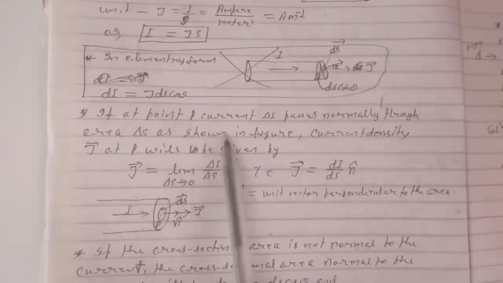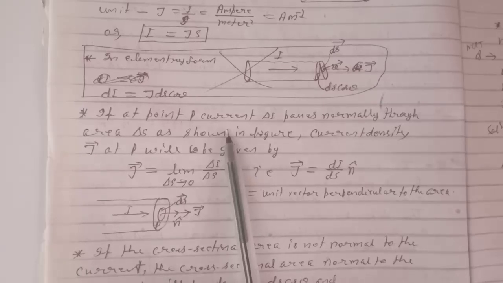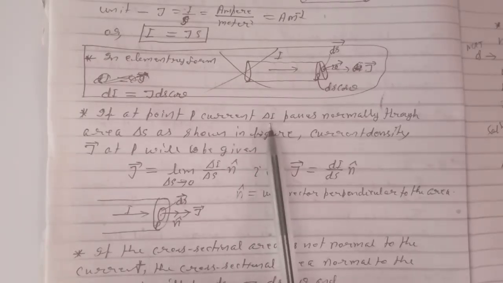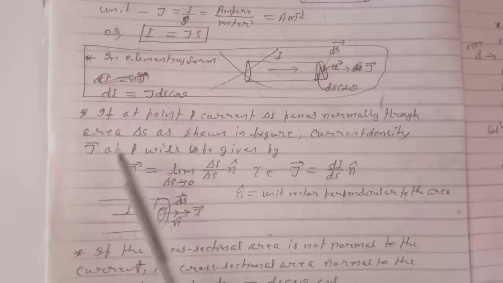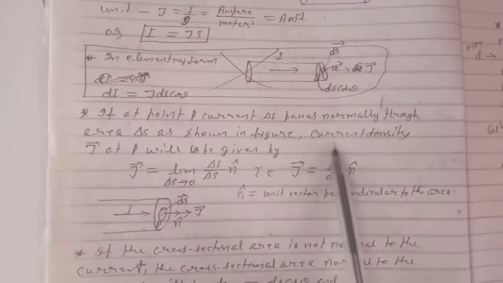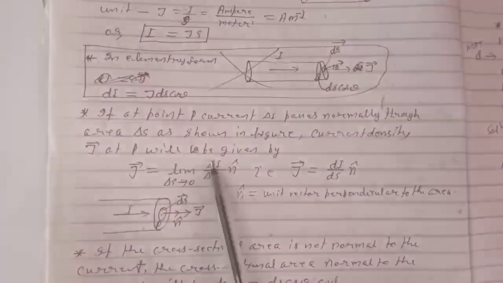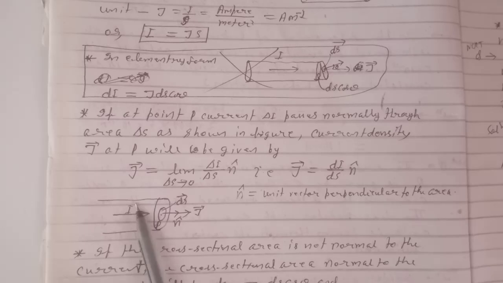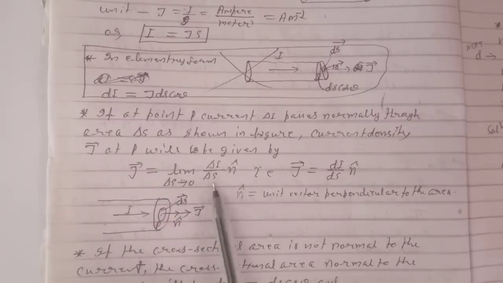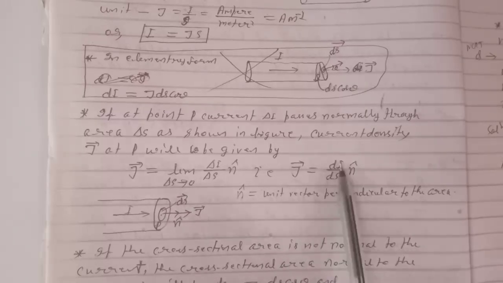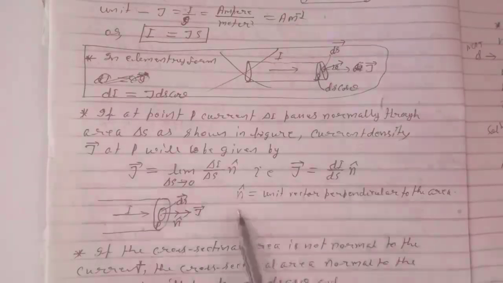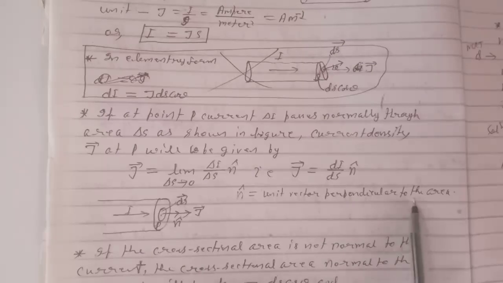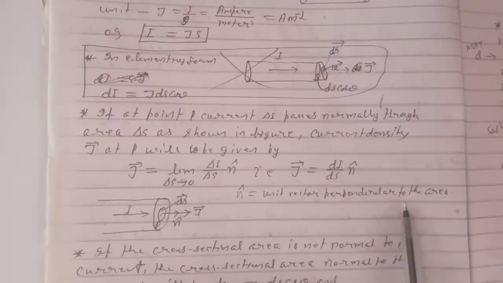If at point P current delta I passes normally through area delta S as shown in the figure, the current density J at P will be given by J vector equal to limit delta S tends to 0 of delta I by delta S into n cap, or that is J vector equal to dI by dS into n cap, where n cap is the unit vector perpendicular to the area.